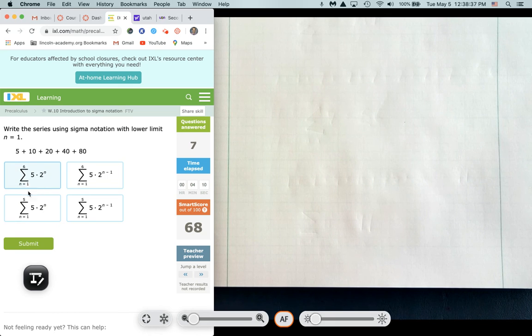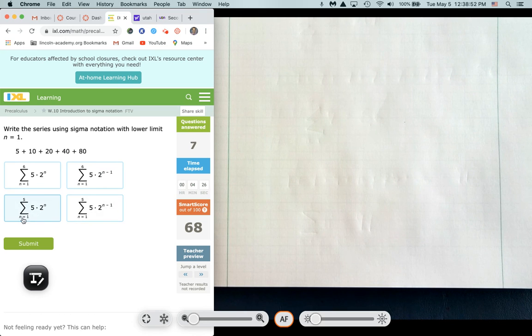Now I just have to decide which one of these works. First of all, how many terms are there? 1, 2, 3, 4, 5 terms. So I better have 5 terms. 1 to 6 is too many. That's 6 terms. I want 5 terms. So it's either one of these bottom 2.